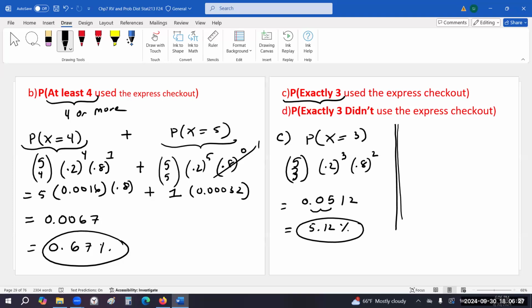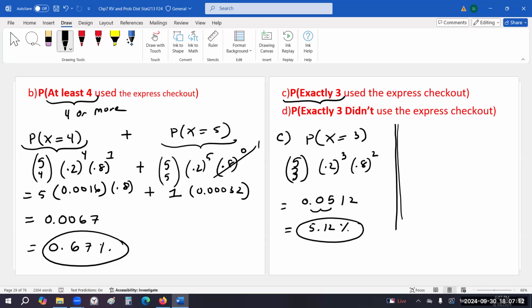What do you think about the last one? Exactly 3 did not use express checkout. You can do it many ways, and say 0, 1, 2. Think about it logically. You have 5 people. What's the probability that exactly 3 did not use? Can you find the probability of two that use it? If you just find the 2, it's fine. Because exactly 3 did not use means how many used? 2.